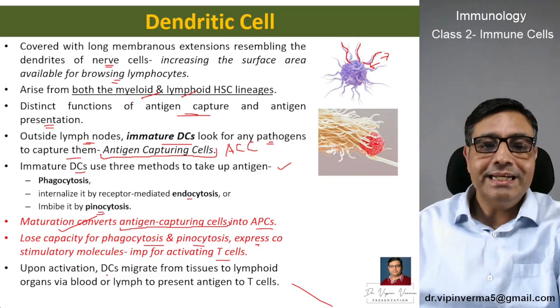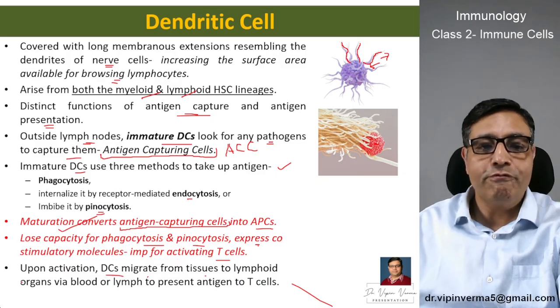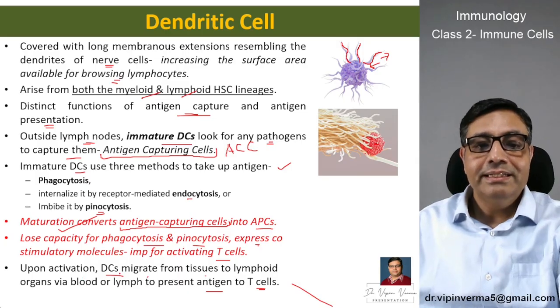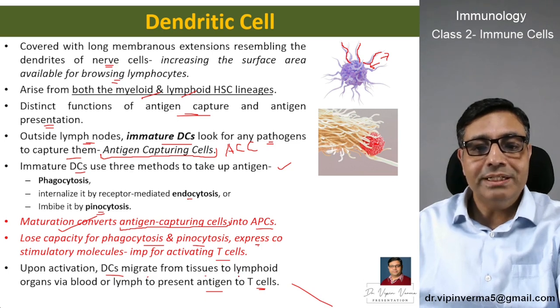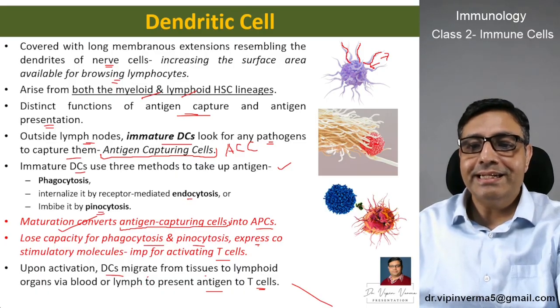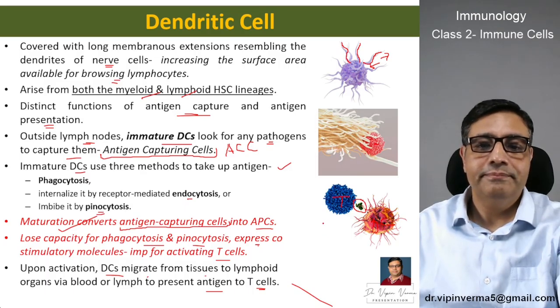Upon activation, the dendritic cells migrate from the tissues to lymphoid organs via blood or lymph to present the antigen to the T cells. So once they are activated, they migrate from the tissue, and they have to report this antigen to the T cells in the lymphoid organ. And this migration happens either via blood or via lymph, right? So here you can see the dendritic cell. This is the DC. It is presenting the antigen to the T cell. This is the T cell, right?